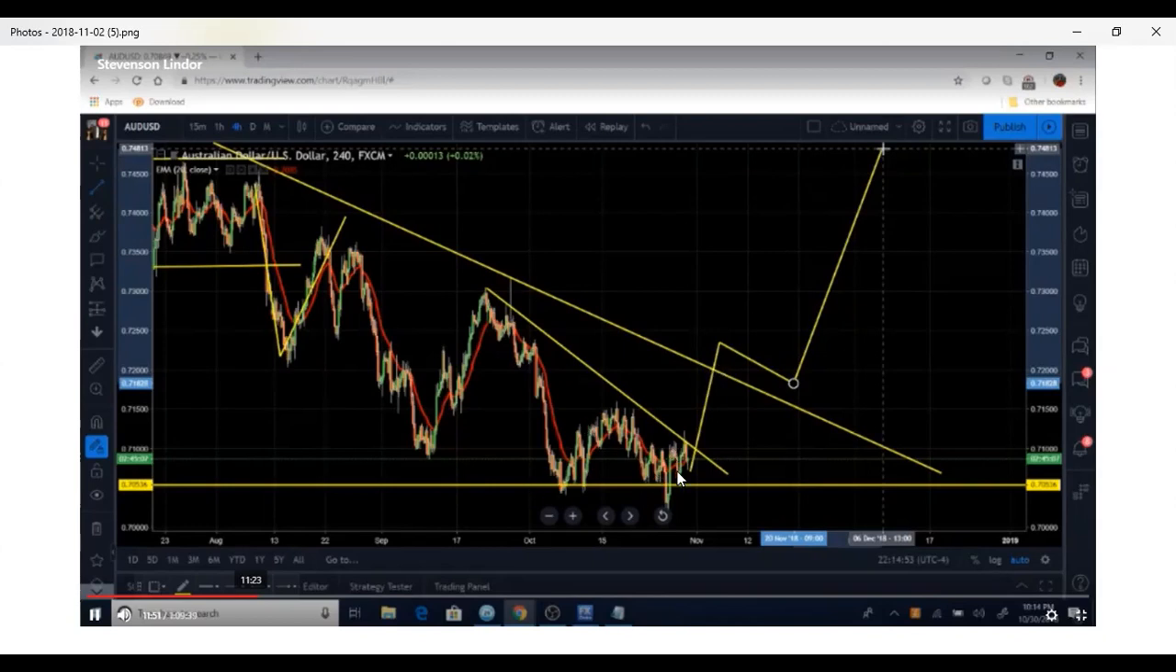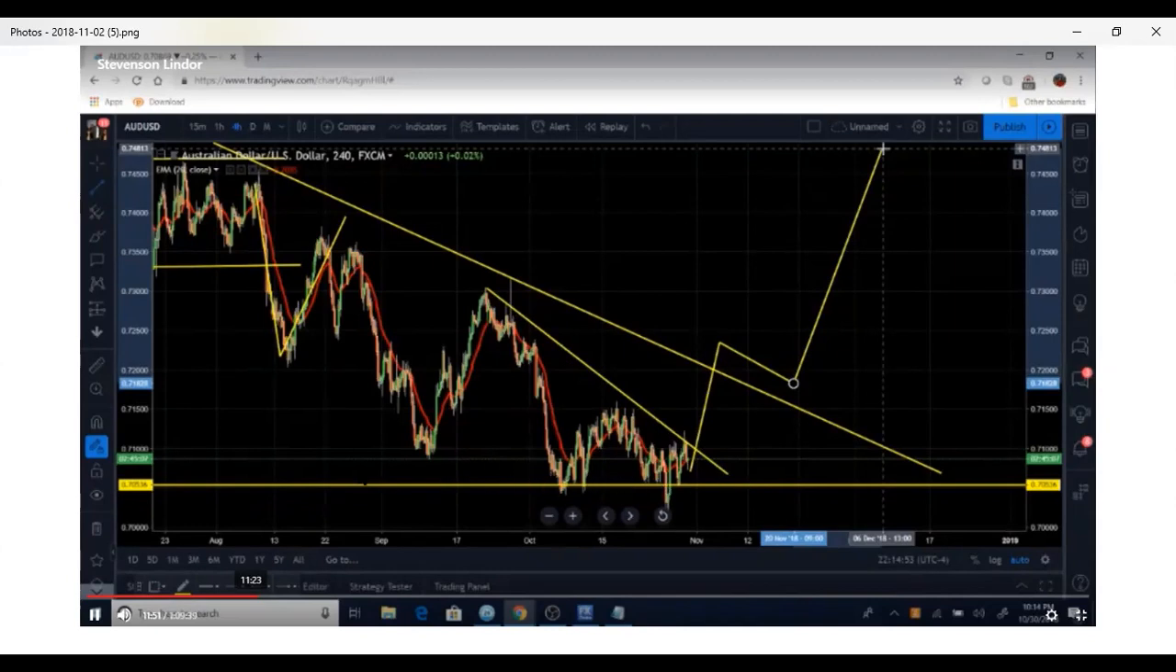So right now it's bouncing around, and this is a secondary trend line. You don't have to really know that, but when Stevenson Linder was talking about this, he made kind of a smaller secondary line here, a trend line. And so what we're basically waiting for it to do is, will it break this trend line and go higher, or will it break this trend line and go lower?